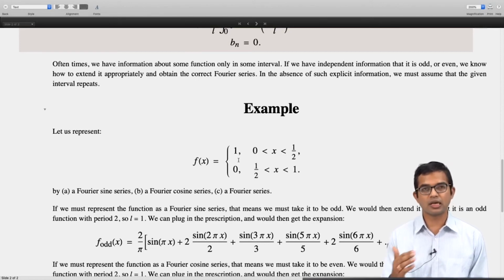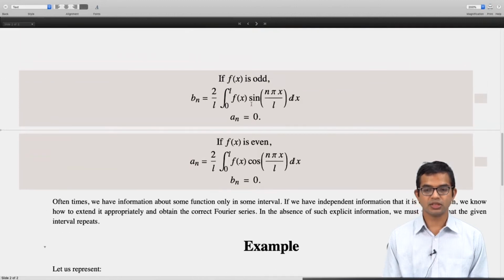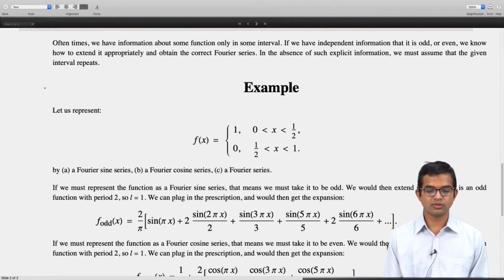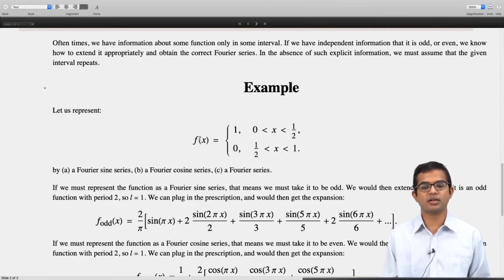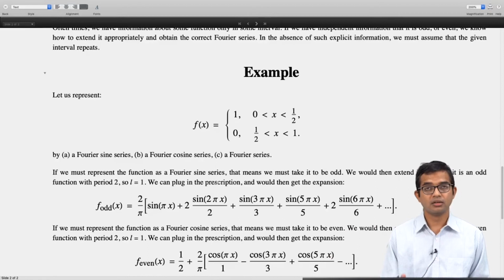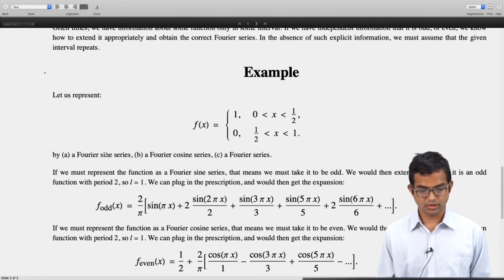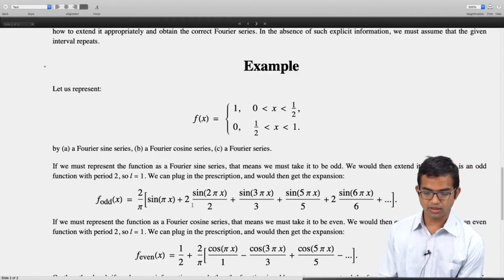And so if you do this and then carefully work out these prescriptions which are given here, then you will find that the odd extension of this function is 2 by pi, this whole expansion. So you can make a plot of this function and concentrate on the interval 0 to 1. It's going to agree exactly with this. Outside of that, it's going to get represented in a different way, depending upon whether you have extended this function into a Fourier sine series, or if you do it in a cosine series, then you must make it an even function, right? So now you'll get a different series.